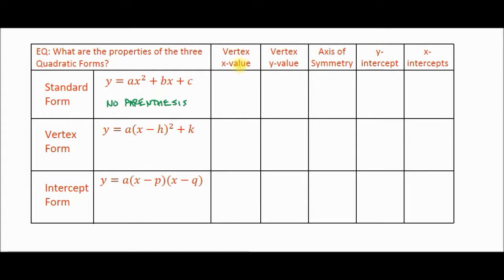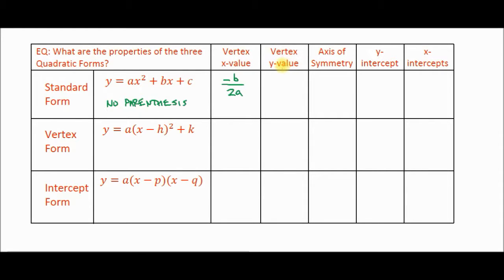The first thing is, if you want to know the x value of the vertex, you can use this formula, negative b over 2a. Take the b value and flip the sign. So if this was positive, it would turn out negative here. If this were negative, it would turn out positive here. So flip the sign of the b value, divide that by 2 times the value of a, and you would be able to quickly find the x value of the vertex.